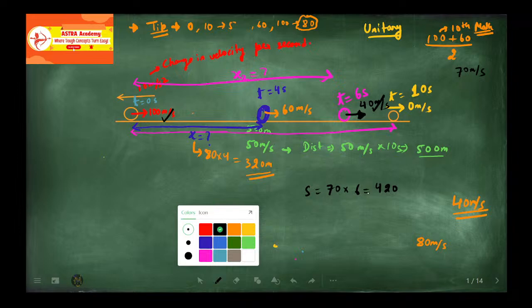So it will become 70 into 6 is 420 meter, right? So students are 100% right that the answer will be 420 meter. Yes, Mahesh, yes, right. Very happy. I am feeling very happy that I think that everybody has got the concept.